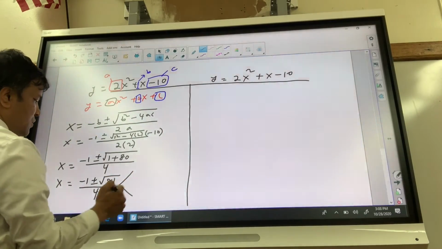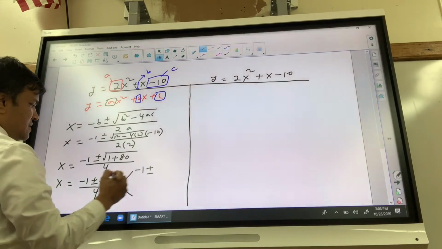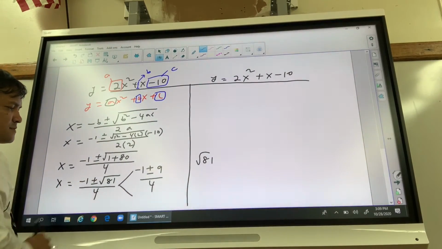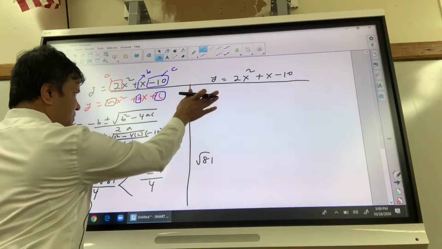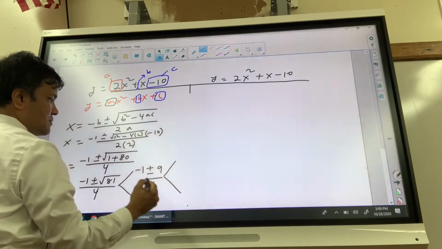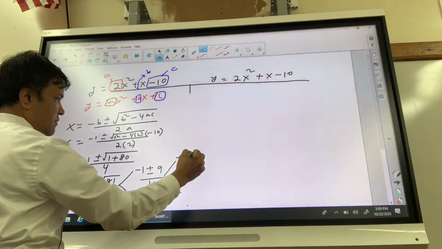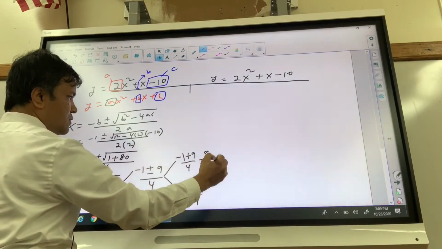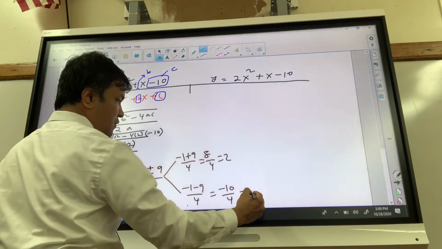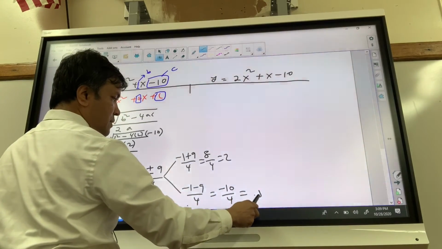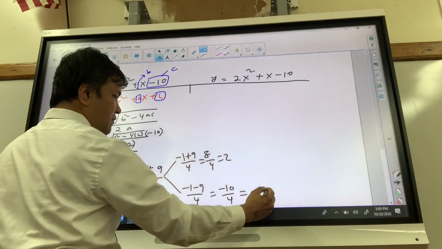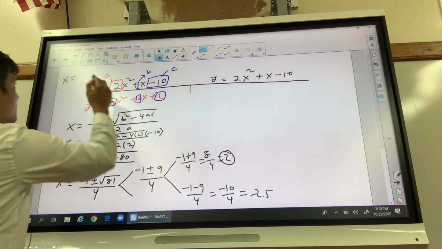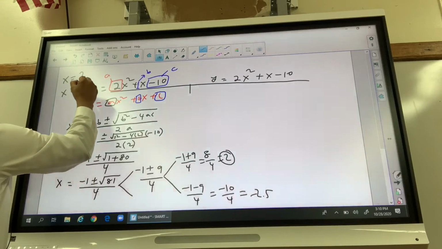That means it gives me two answers. Negative 1 plus minus the square root of 81, which is 9, over 4. So it gives me two answers. What two answers does it give me? It gives me these two answers: negative 1 plus 9 over 4 and negative 1 minus 9 over 4. So 8 over 4, which is 2, and negative 10 over 4, which is negative 2.5. So x has two values. X is 2 and x is negative 2.5.